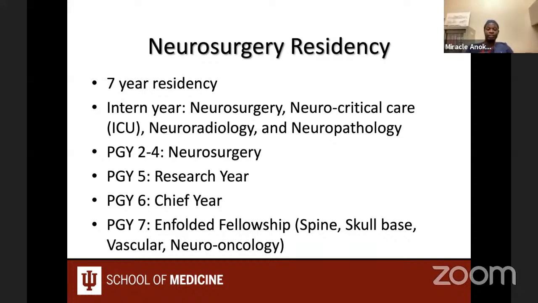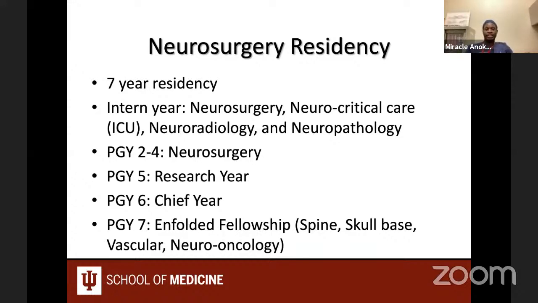Then your PGY2 to 4, which is your postgraduate years 2 to 4, is when you actually do neurosurgery and are in the operating room pretty much all the time. You go do clinic as well. And then PGY5 is your research year, where, at least in our program here, you're able to do research, whether it's basic science research or clinical research, but you can also tailor that year to whatever your career aspirations are and do things that are of great interest to you in neurosurgery.